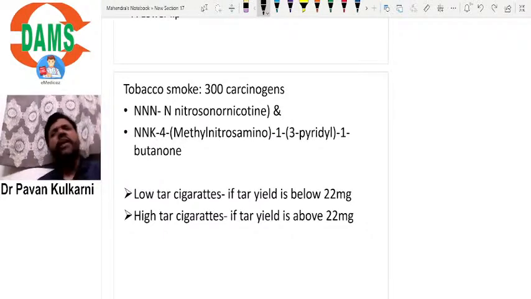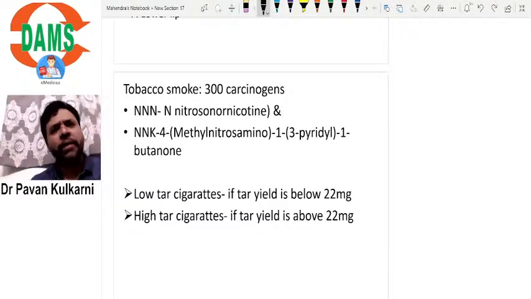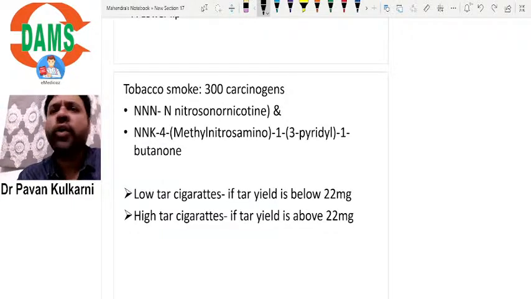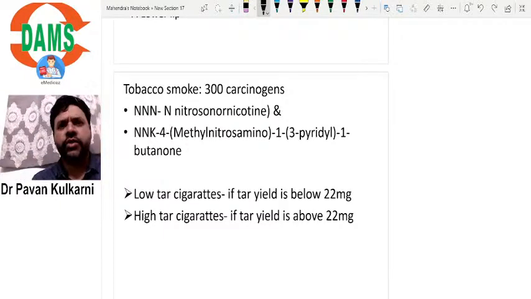Leukoplakia can be because of various causes. All of us know leukoplakia can occur because of various causes, one of the causes being tobacco. All of us know that tobacco is in two forms: one is smoked form, one is smokeless form. Smokeless form means chewable, like gutka chewing, tobacco chewing. Smoked means cigarette smoking, beedi smoking. That is called tobacco smoke.